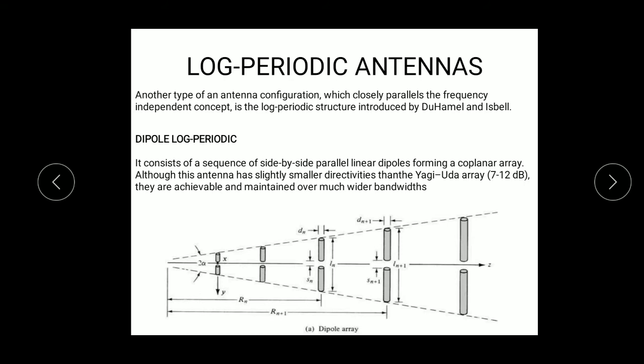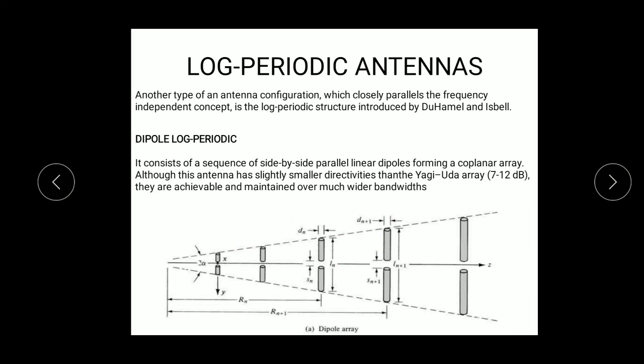So it consists of a sequence of side by side parallel linear dipoles forming a coplanar array. Although this antenna has slightly smaller directivity than the Yagi antenna, it is achievable and maintained over a much wider bandwidth. Basically, the bandwidth of the log periodic is high, and throughout the bandwidth the impedance is approximately constant. So you can see this is dipole 1, dipole 2, dipole 3, dipole 4, and dipole 5, and so on.